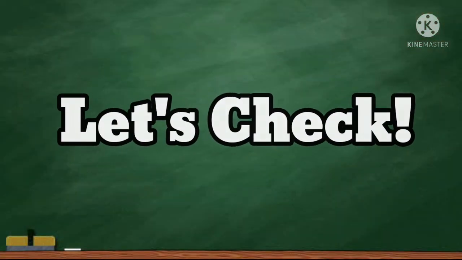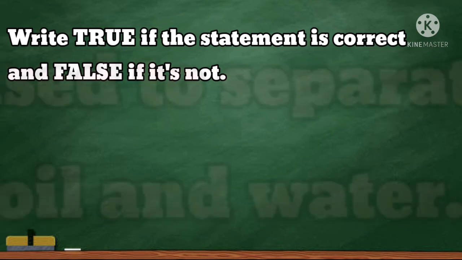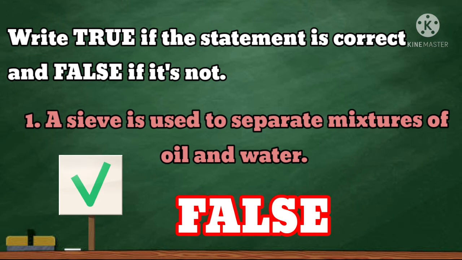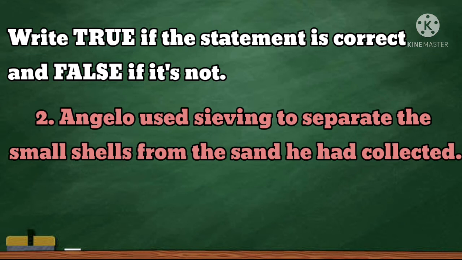And now, let's check what you have learned all throughout the lesson by writing true if the statement is correct and false if it's not. Number 1. A sieve is used to separate mixtures of oil and water. The correct answer is false. Next, Angelo used sieving to separate the small shells from the sand he had collected. The right answer is true.